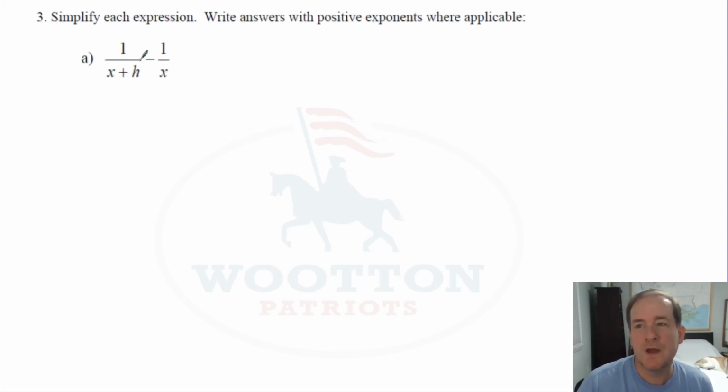But let's go. These are rational expressions, and if I want to add or subtract them, I need a common denominator. So for this, you'd want to find the least common denominator, which is typically what you get when you take one of every single factor that you see. I see a factor of x plus h, I'm going to need that. I also see a factor of x, I'm going to need that. So this will be my LCD.